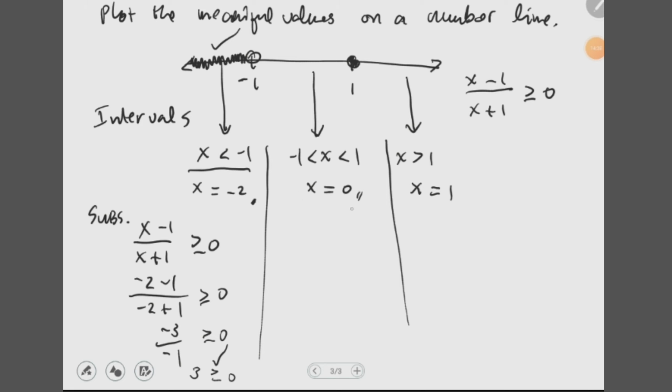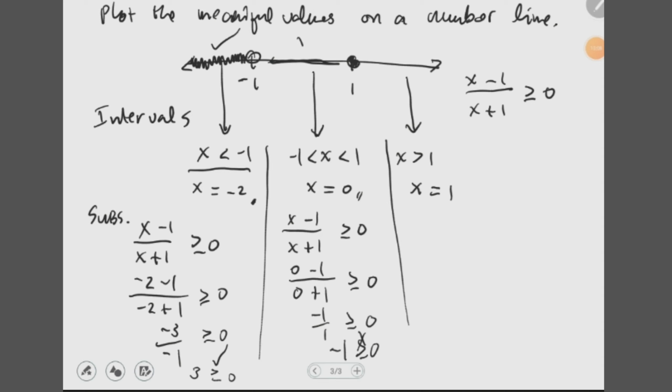Okay, so using 0 as the value of x for our next interval in our inequality, let us substitute. We have 0 minus 1 over 0 plus 1 is greater than or equal to 0. We have -1 over 1 greater than or equal to 0. So we have -1, and it's not greater than or equal to 0. So it means this particular interval will not be part of our solution.